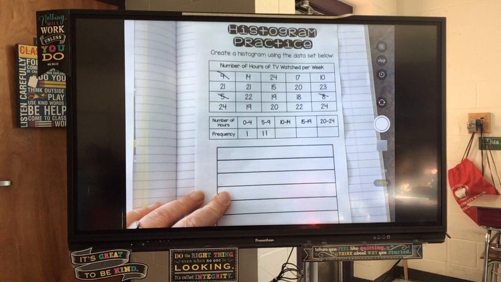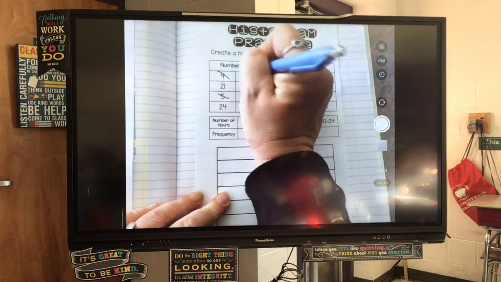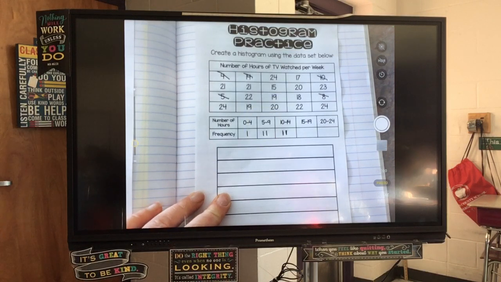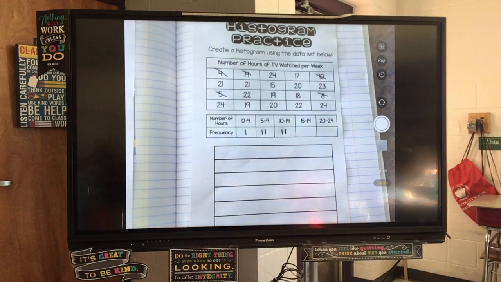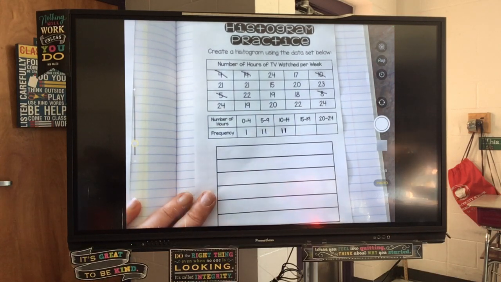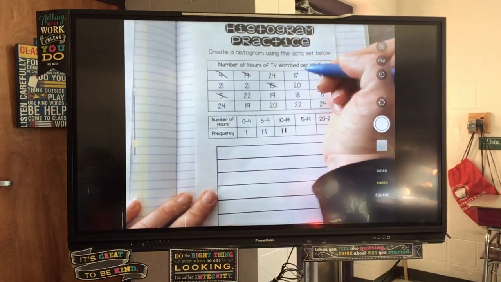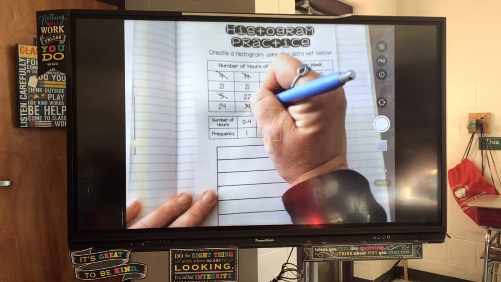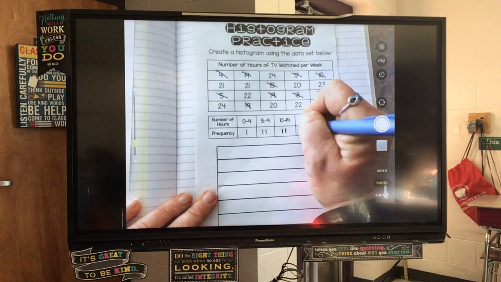All right, what about 10 to 14? How many do we have? How many do we have, Ben? So we have 10 and we have 14. Okay, how about 15 to 19? Ramon? 4. Sure? Let's count them. So we have 15, 18, 17, 19, 19. So we have 1, 2, 3, 4, 5.